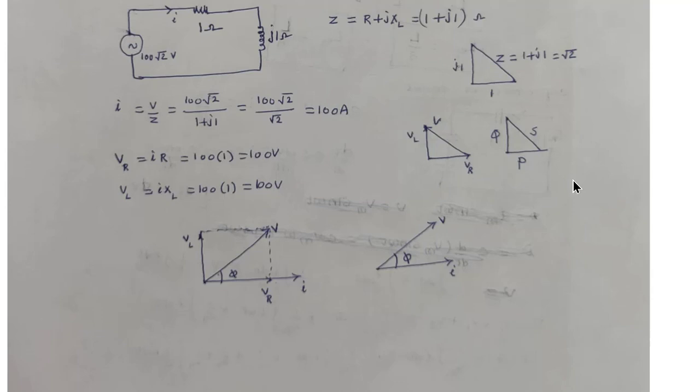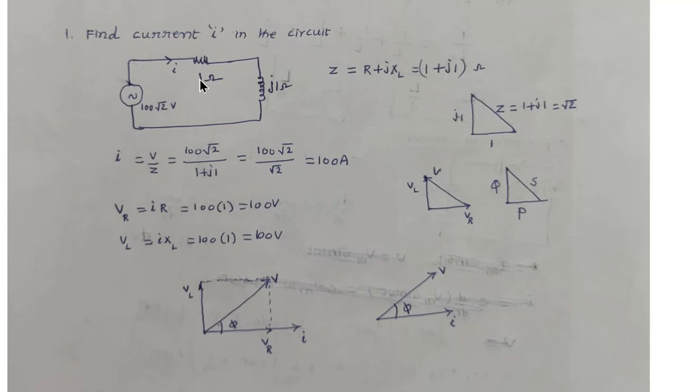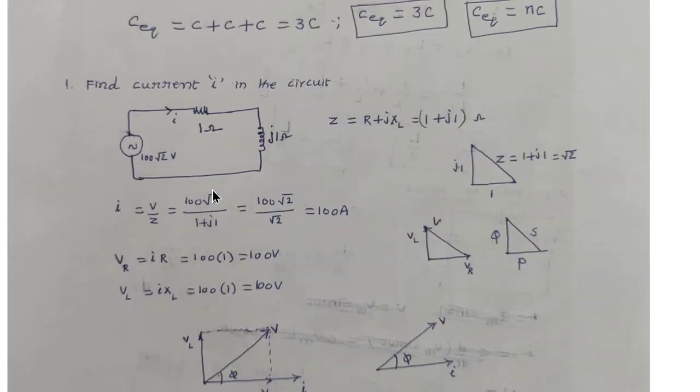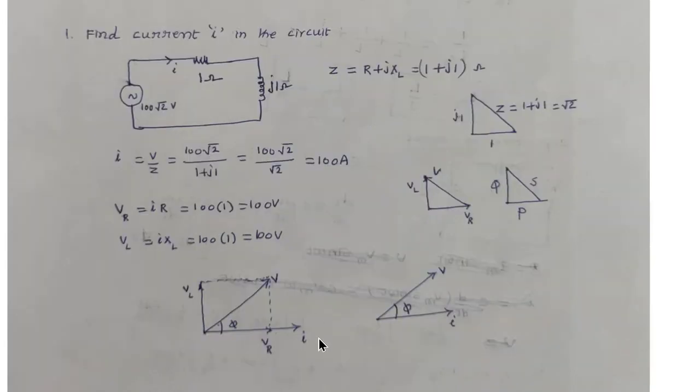We can also draw the VI vector diagram for this. Because it is a series circuit, take I as common. In a pure resistor, the voltage across the resistor and the current flowing are in phase with each other, so VR is in phase with current I like this. In a pure inductor, the voltage leads the current by 90 degrees. This is the current flowing, and the voltage across the inductor, VL, leads it by 90 degrees. But this is a series circuit. When you apply KVL, the resultant of VR and VL is the applied voltage, so the vector will become like this.